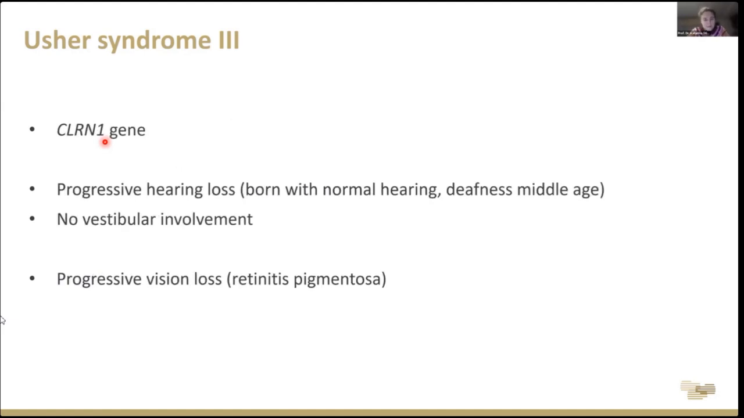With Usher syndrome 3, as I mentioned, being described mostly in Finnish families or in the United States, the gene is CLRN1, and here we have not a congenital and clear, but a progressive hearing loss, with babies being born with normal hearing, but deafness in middle age without vestibular involvement, and retinitis pigmentosa again on the ophthalmological findings with progressive vision loss.